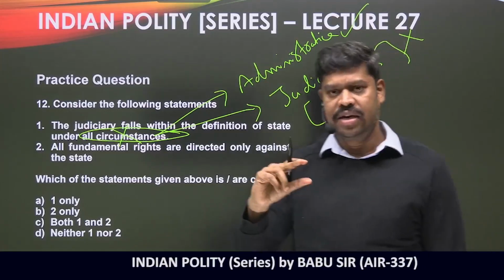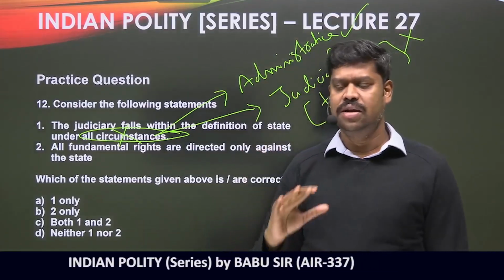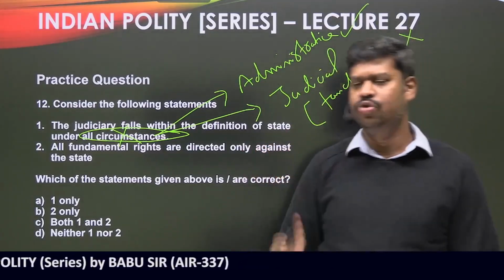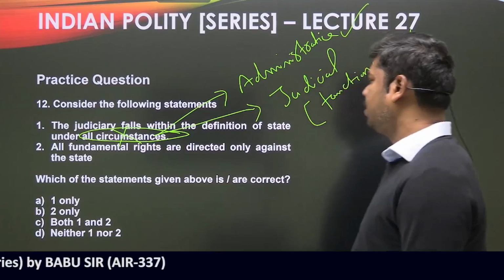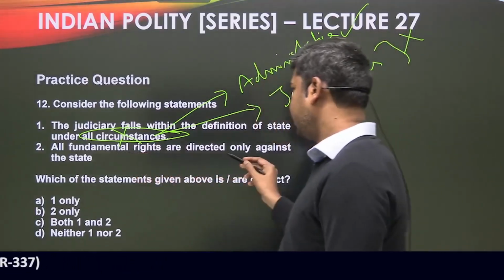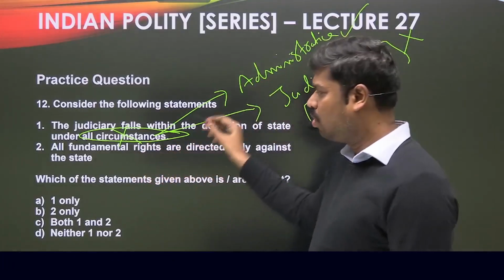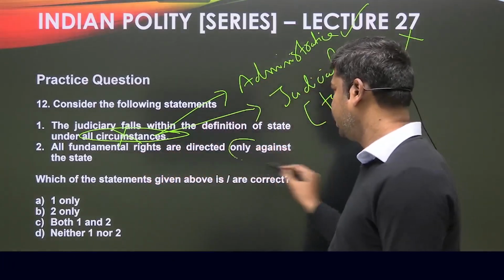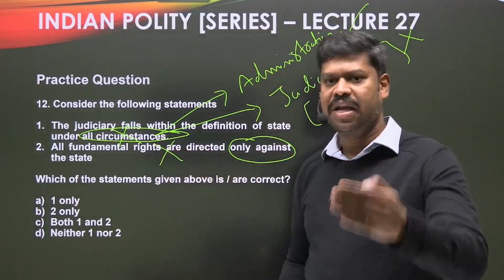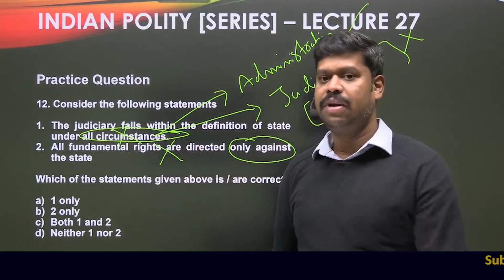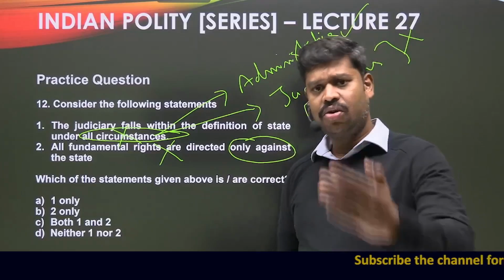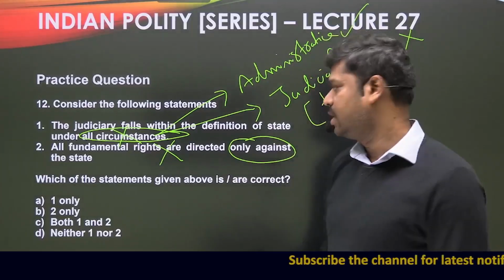So you cannot say that in 100% of the times that is always right, but if you are not sure, if you can take an educated guess, probably it will be mostly wrong. All fundamental rights are directed only against the state. Not all the fundamental rights, because again it is an extreme statement, not all the fundamental rights are directed only against the state, because some of the fundamental rights are also against the private individuals. Say for example, abolition of untouchability, child labor, human trafficking. So these are all not only against the state but also against the private individuals.